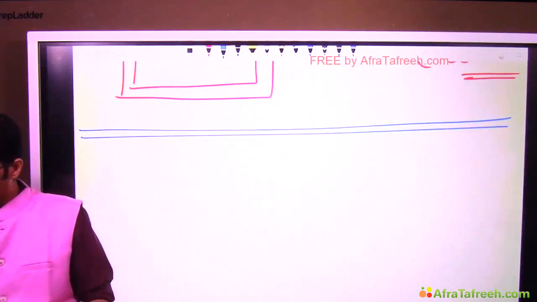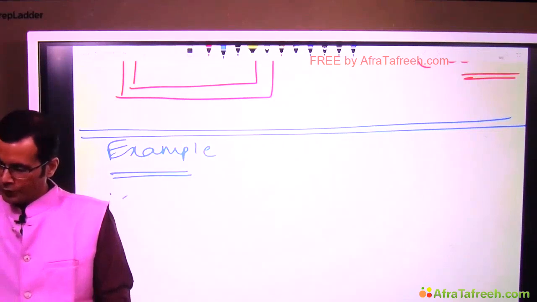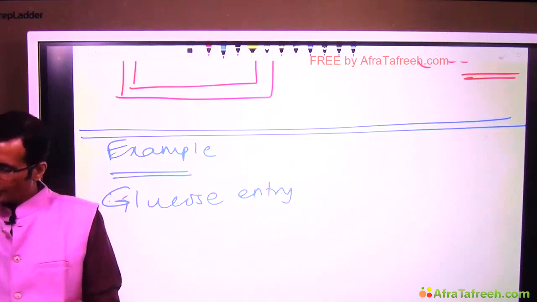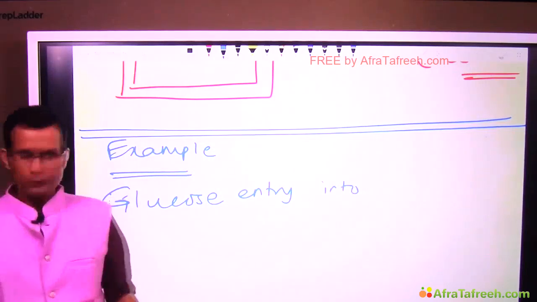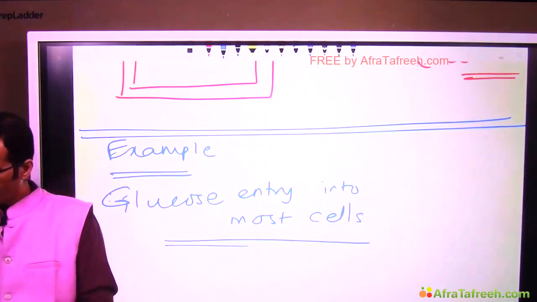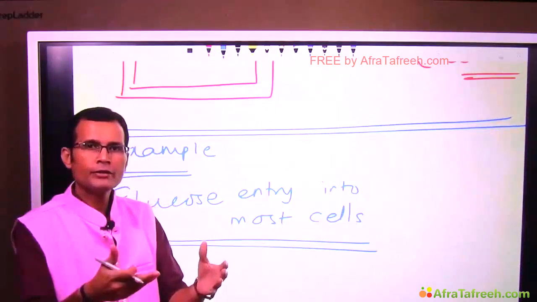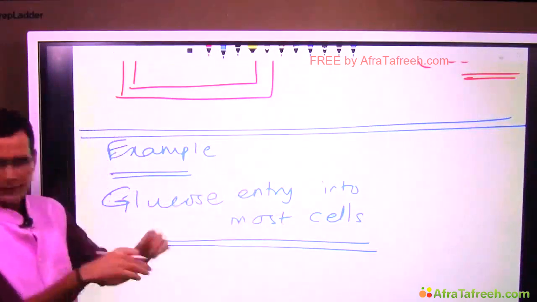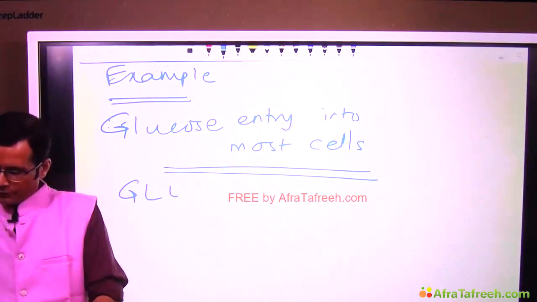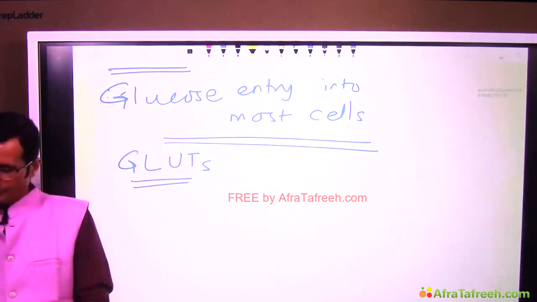And finally, let's see the example of facilitated diffusion. Glucose transport and glucose entry into most cells of the body occurs by facilitated diffusion, except in the GIT and kidney where glucose enters the cells by secondary active transport. We will see that later. And the carrier is called GLUT. So remember, glucose entry in almost all cells.